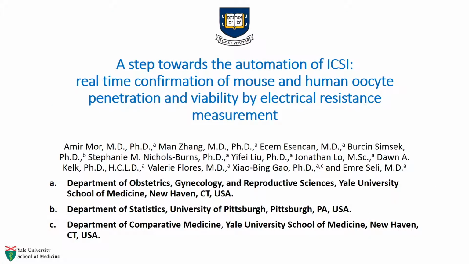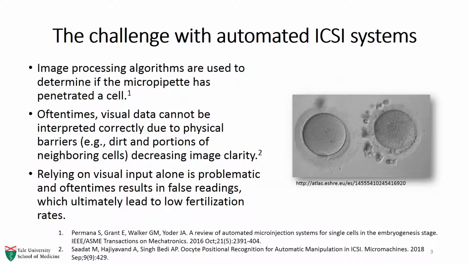In this video, we demonstrate a new technique to confirm oocyte penetration and viability. There is a challenge with automated ICSI systems. Image processing algorithms are still unreliable and therefore lead to low fertilization rates.